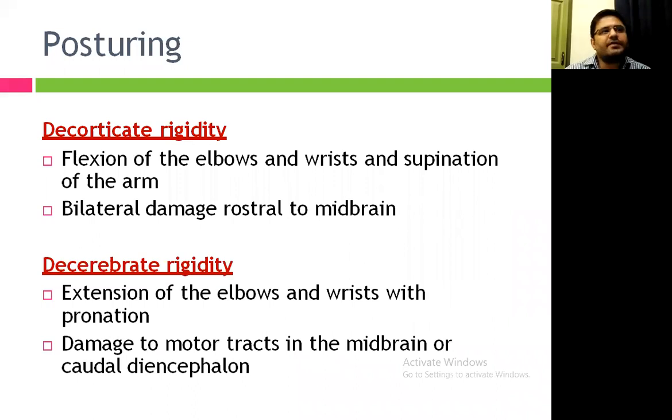Now, posture has certain importance in localizing whether the patient has cerebral lesions or brainstem lesions. There are certain postures, like decorticate rigidity and decerebrate rigidity. Decorticate means flexion of the elbow and wrist, and supination of the arm, and it usually occurs in case of midbrain lesions. Elbows are flexed and wrists are flexed as well, and there is supination of the arm. So this leads to midbrain lesion. Decerebrate rigidity means extension of elbows and wrists with pronation. I'll show you in the next slide, and it usually leads to damage to the motor tracts.